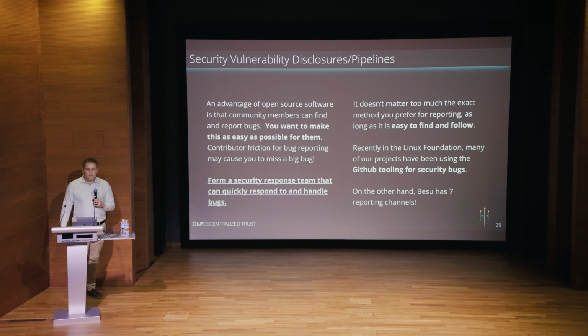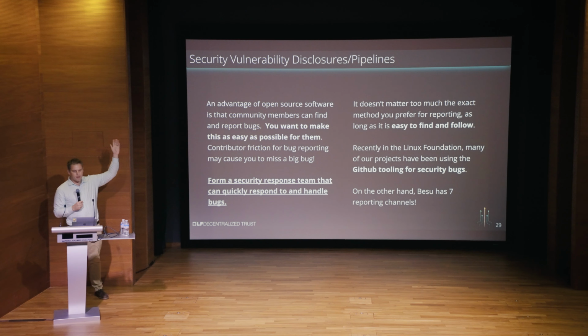Check it out. So as we mentioned before, one of the big advantages of open source software is that community members can find and report bugs, right? But you need to make this as easy as possible for them. So we recommend a security response team. We use a lot of the GitHub tooling. And it doesn't really matter the method you prefer as long as it's easy to find and follow.